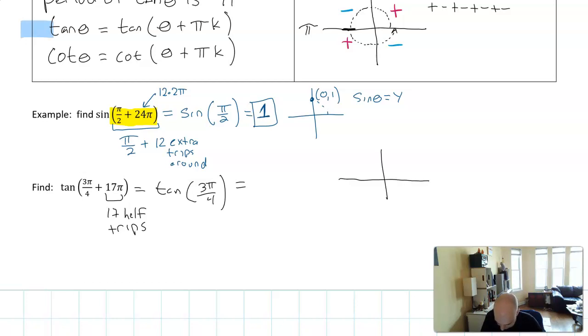So 3 pi over 4 is over here in this quadrant. Tangent is opposite over adjacent. And in this quadrant, we'd have a -1 and a +1. So the tangent is opposite 1 over adjacent -1, which simplifies to -1. So that's how we might use that identity.